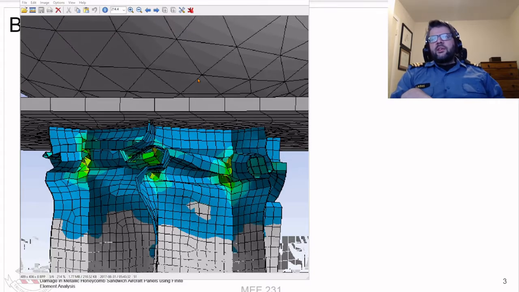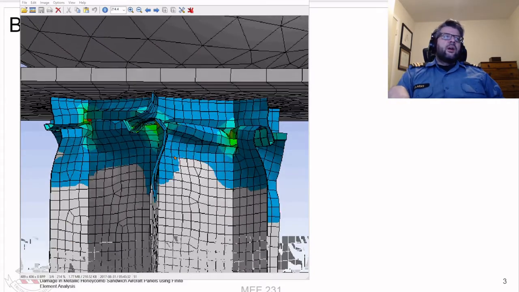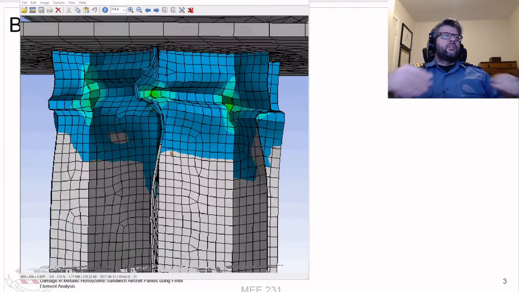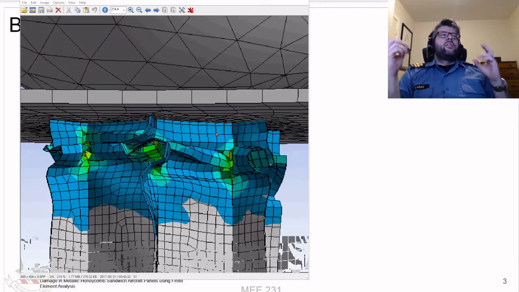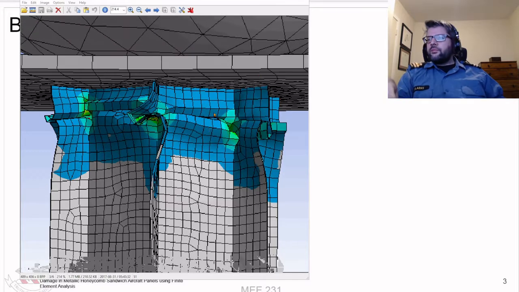It's a common enough type of failure that you'll see basically anytime you have compressive loads applied to anything that could reasonably be described as thin relative to the direction of the loading.